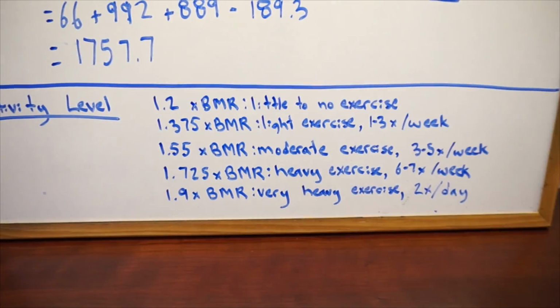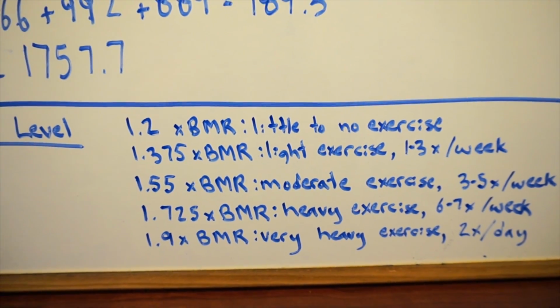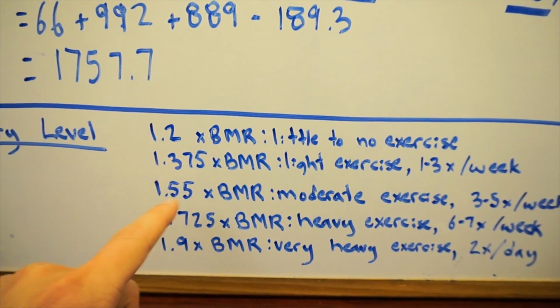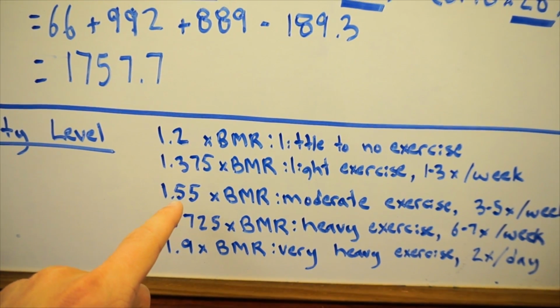Okay, the next important interval to take into account here is exactly how much activity you, or Mark for this example, gets in a day. We're gonna say for exemplary purposes that Mark here gets roughly moderate exercise 3 to 5 times per week. We're gonna multiply his BMR by 1.55.